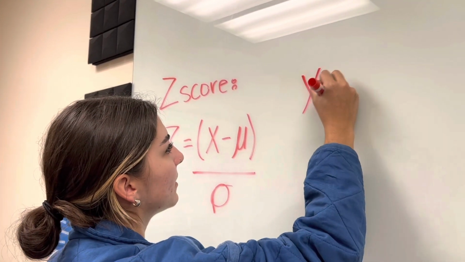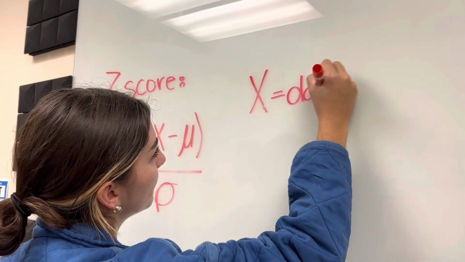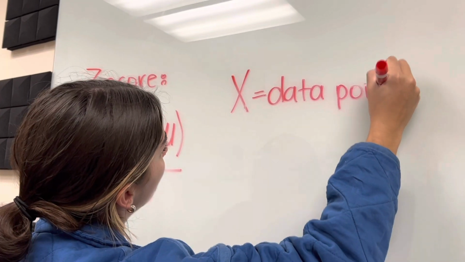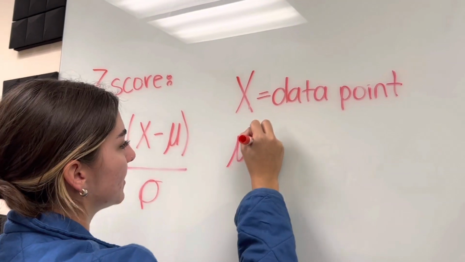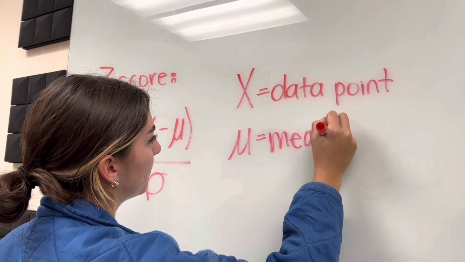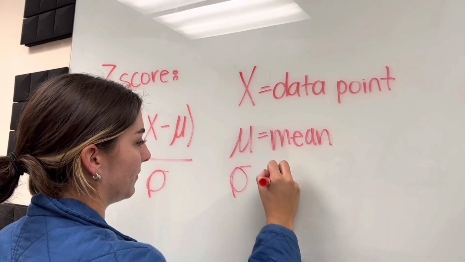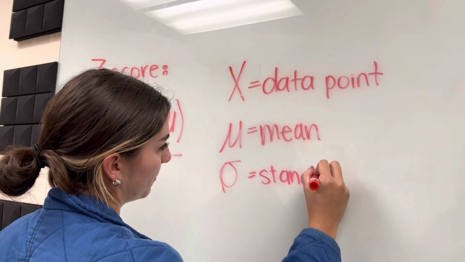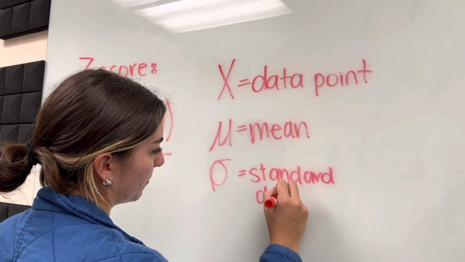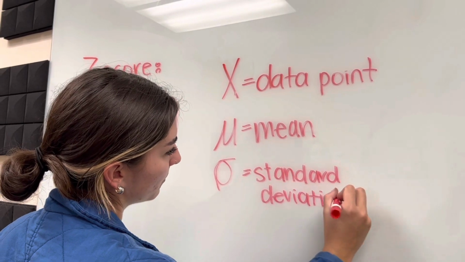The x is the data point. This is the mean and the standard deviation. So the mean is the sum of all the test scores divided by the total amount of test scores. Okay, and the standard deviation is the square root of the variance. And the variance and the standard deviation measure how much each data point varies from the mean.